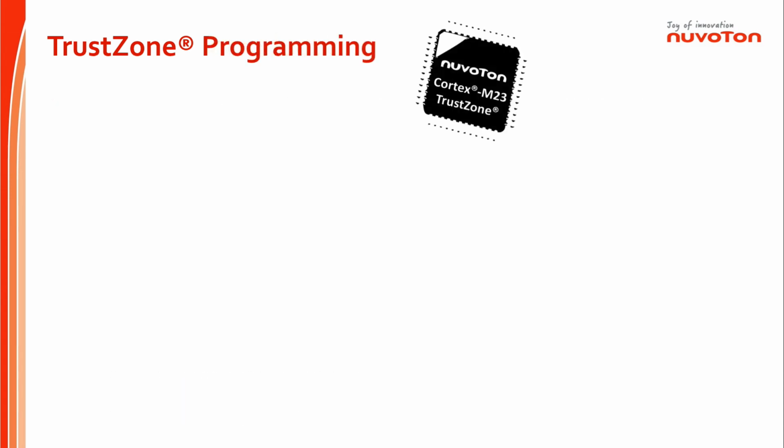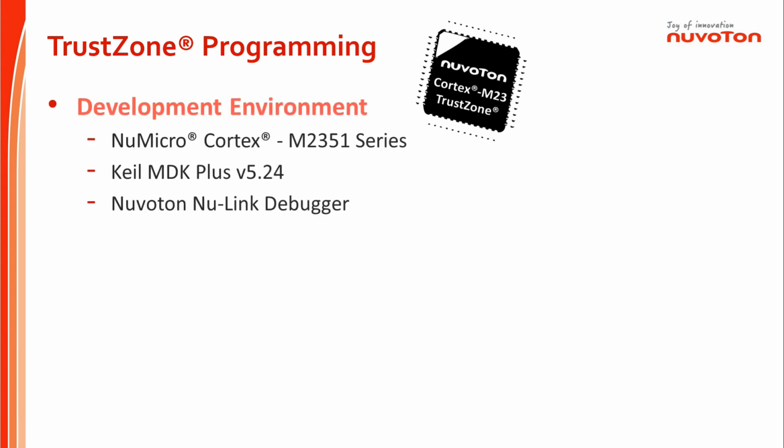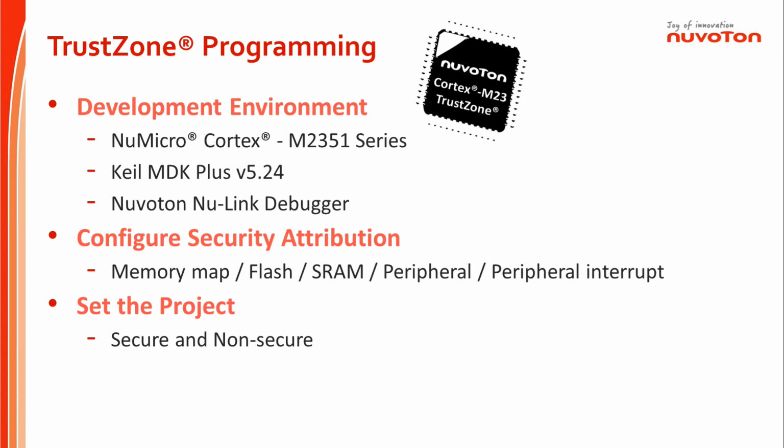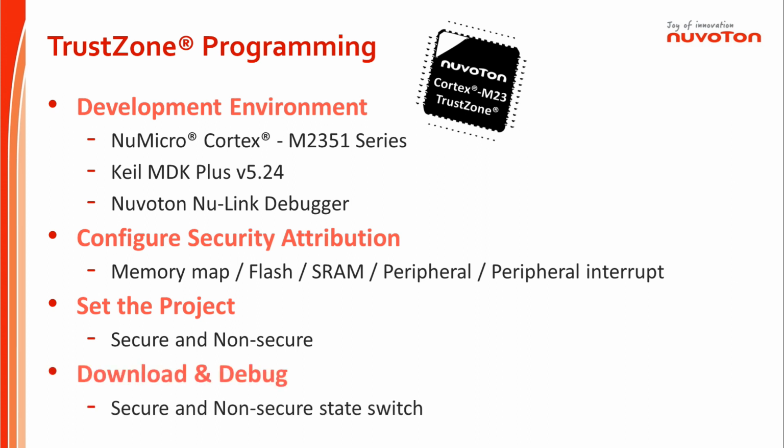The following will show TrustZone programming on M2351. The development environment is Keil MDK and Nuvoton Nu-Link Debugger. First, this video will introduce how to configure security attribution, including memory map, flash, SRAM, peripherals, and peripheral interrupts. After setting security attribution, configure related secure and non-secure project settings. Compile and download program. You can observe the state switch between secure and non-secure through debug mode.